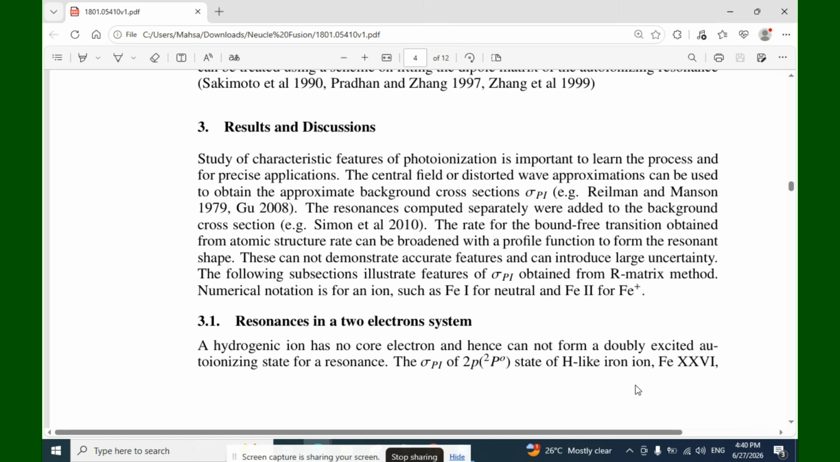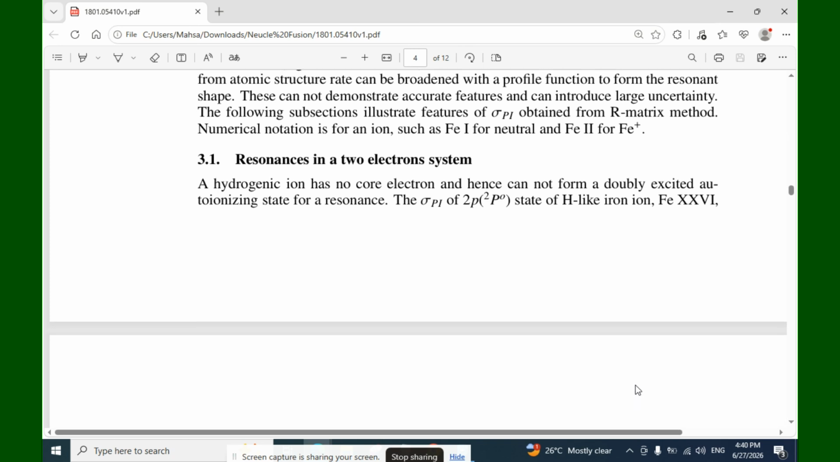The following subsections illustrate features of sigma PI obtained from the R-matrix method. Numerical notation is for anions, such as Fe I for neutral and Fe II for Fe plus. Now I want to go through the first chapter of the results and discussions, which is resonances in a two-electron system.